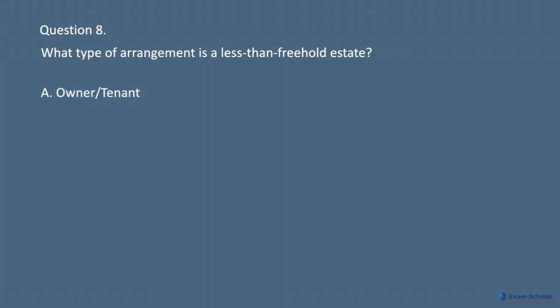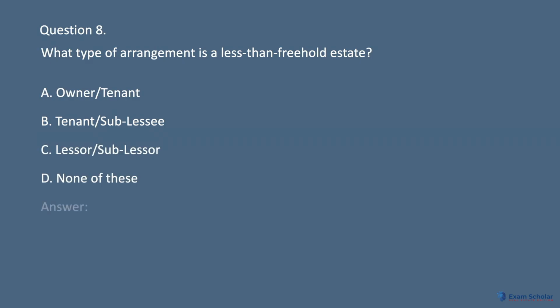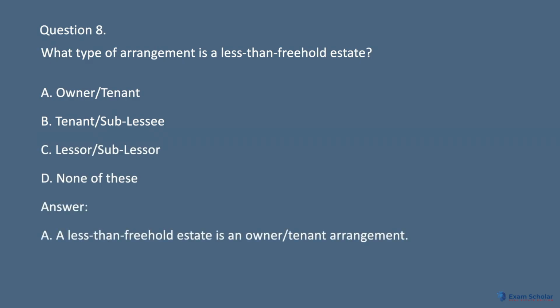Question 8. What type of arrangement is a less than freehold estate? A. Owner/tenant. B. Tenant/sublessee. C. Lessor/sublessor. D. None of these. Answer A. A less than freehold estate is an owner/tenant arrangement.